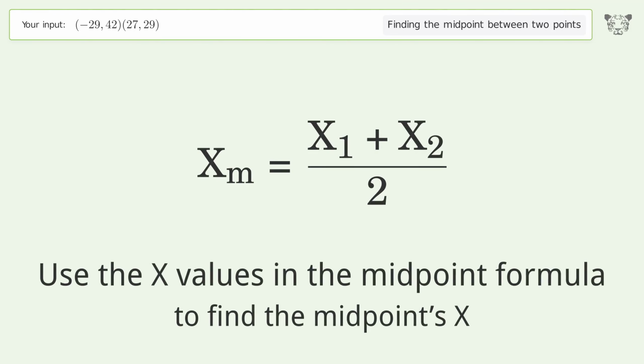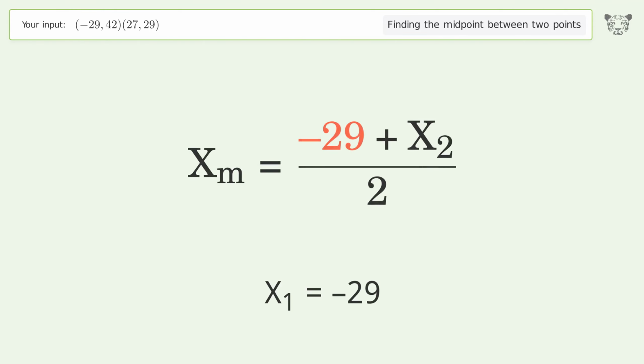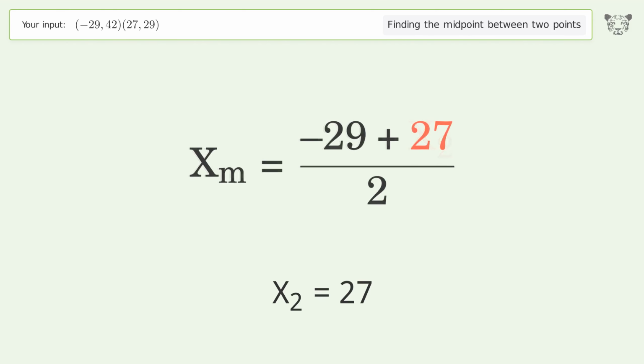Use the x values in the midpoint formula to find the midpoint's x. x1 equals -29. x2 equals 27. Simplify the arithmetic.